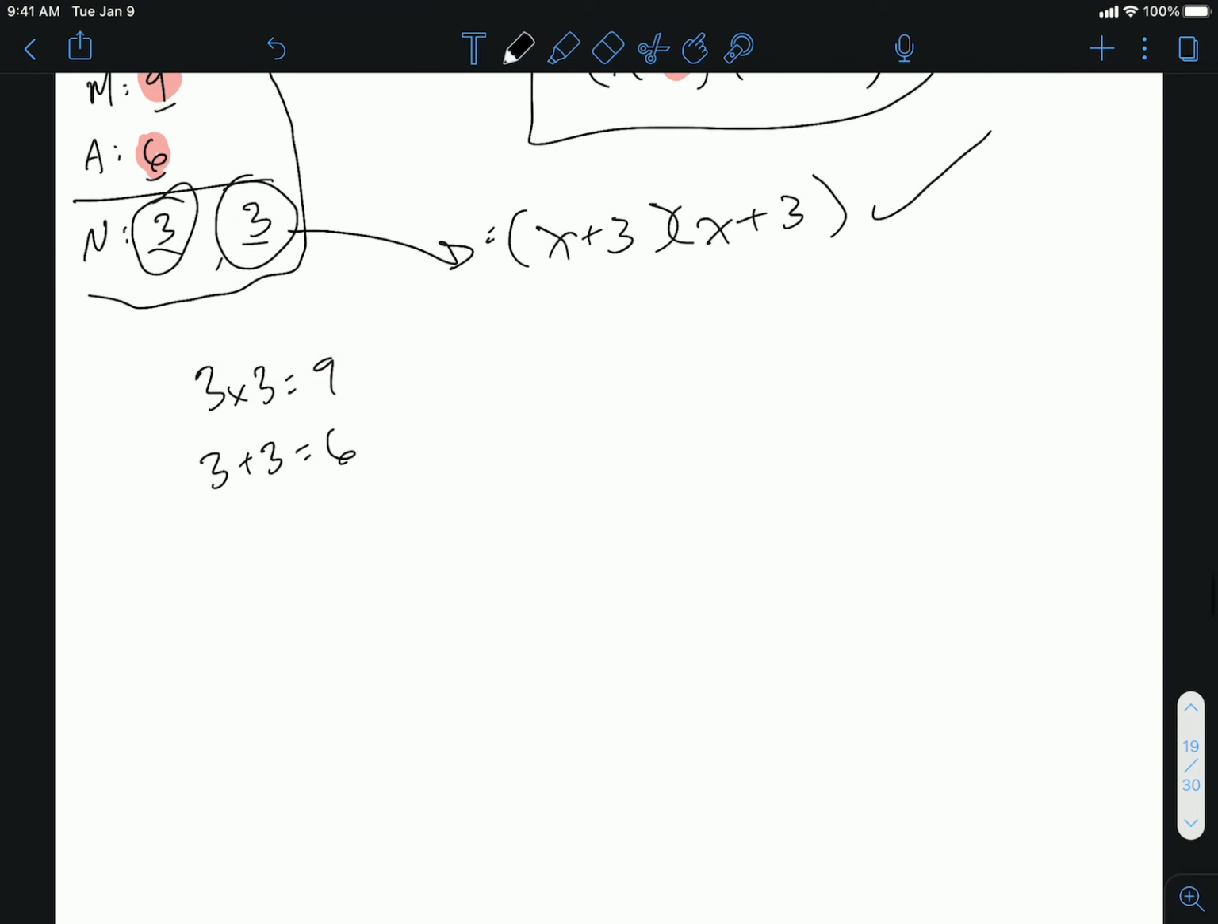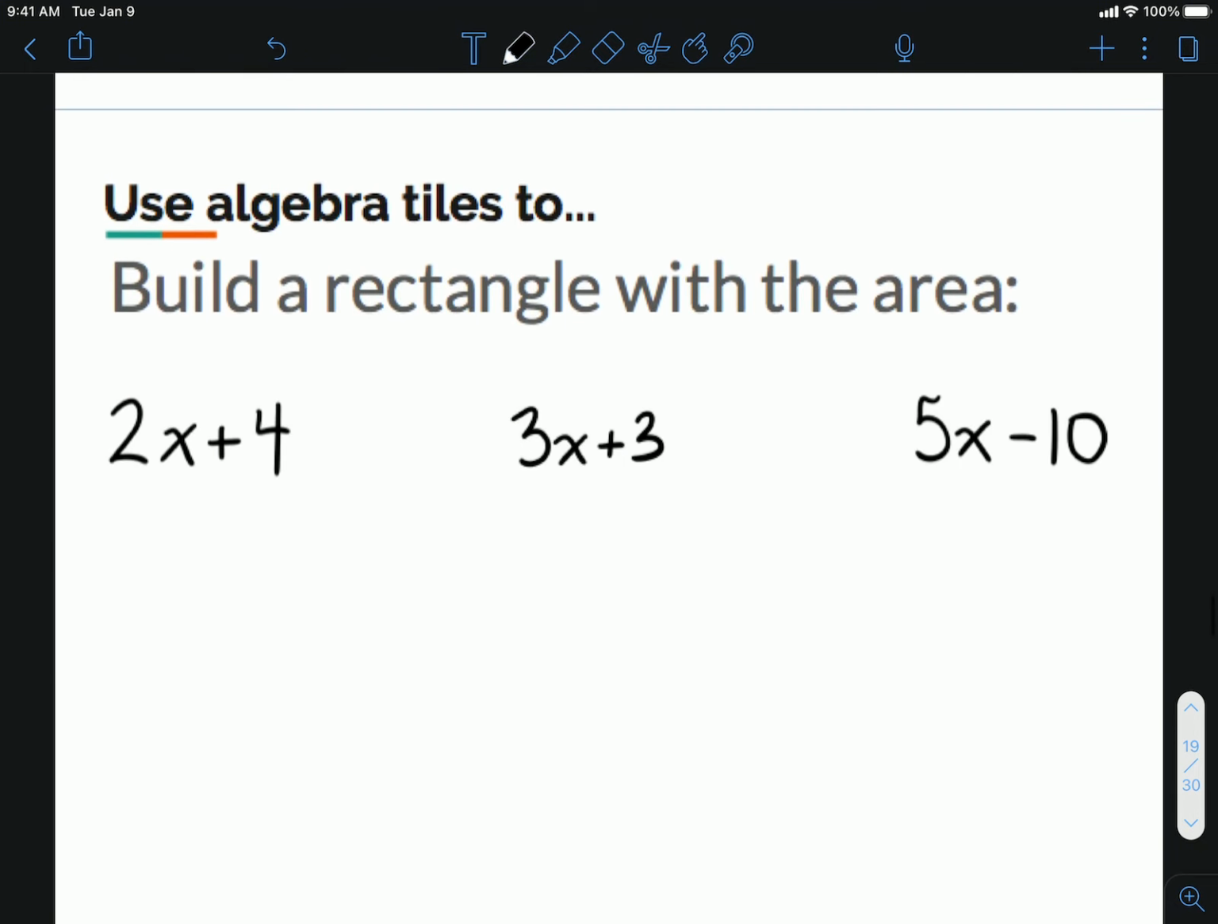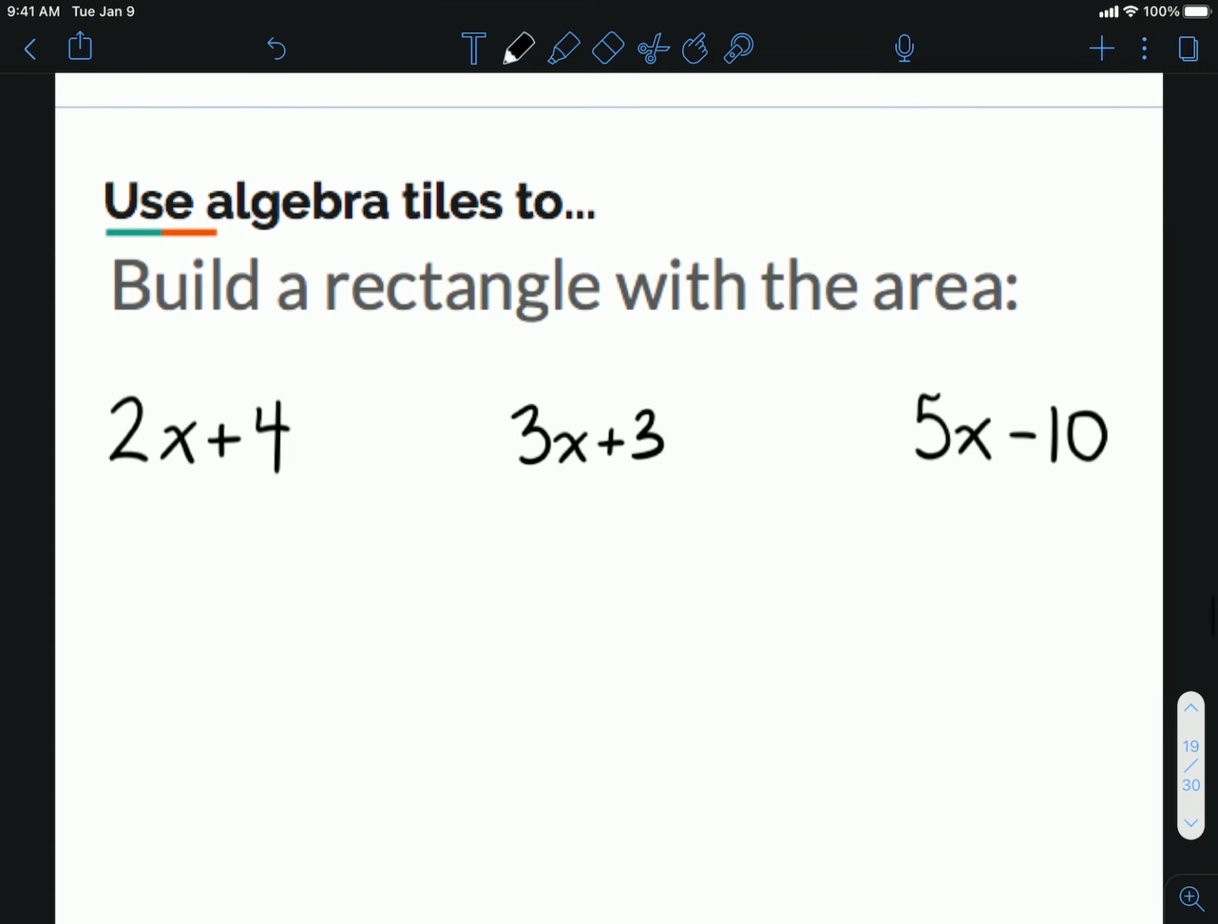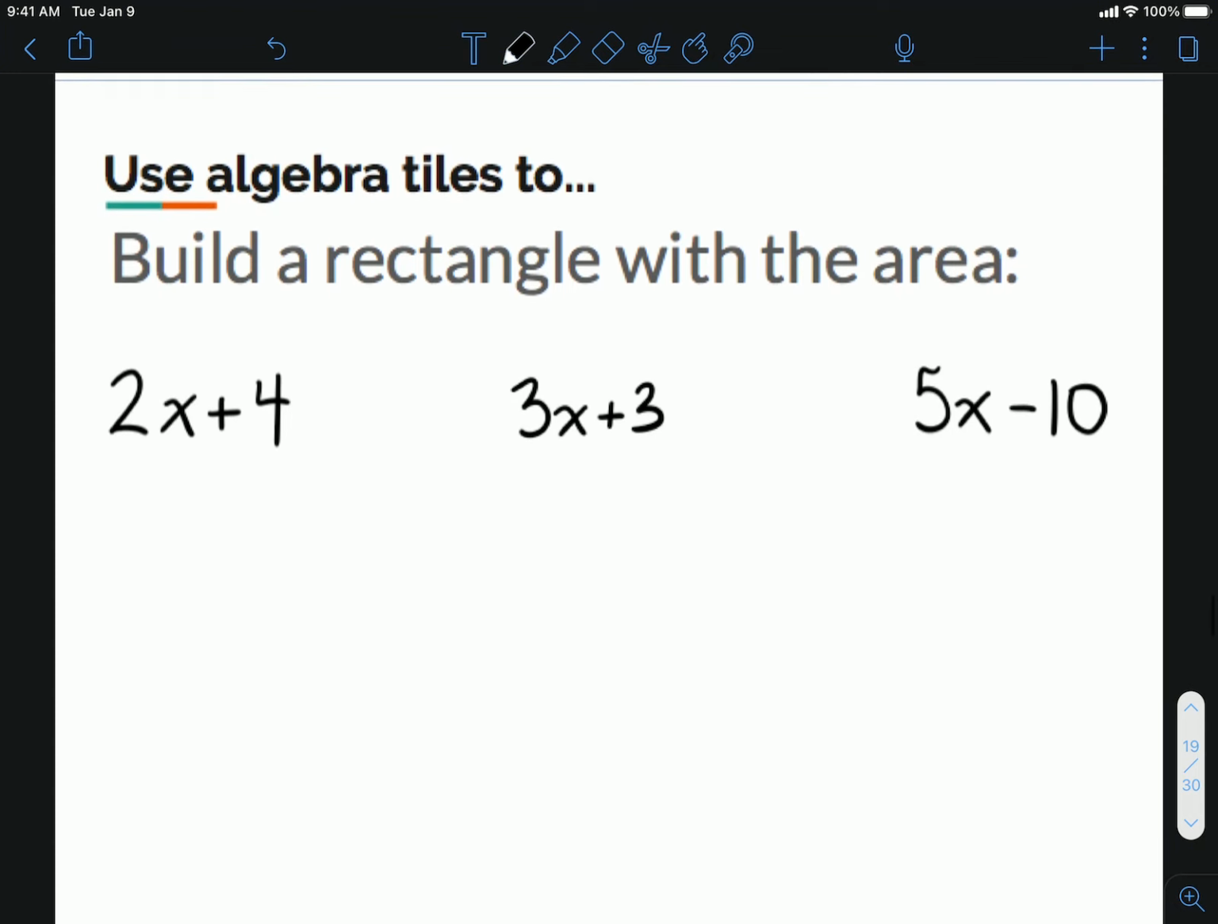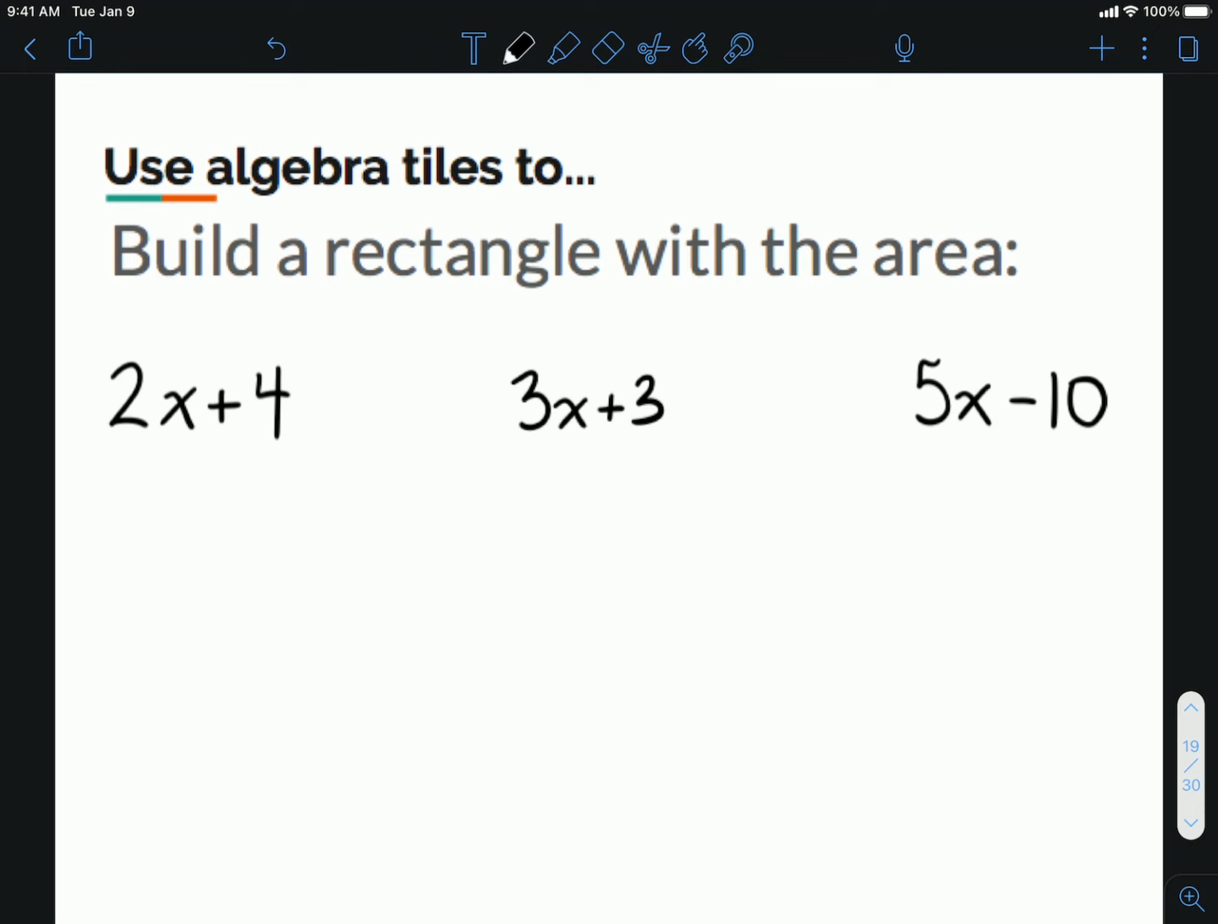So, how about we do a couple of these? Okay. I'm going to build them with the rectangle again. Okay. These ones are a little bit different.